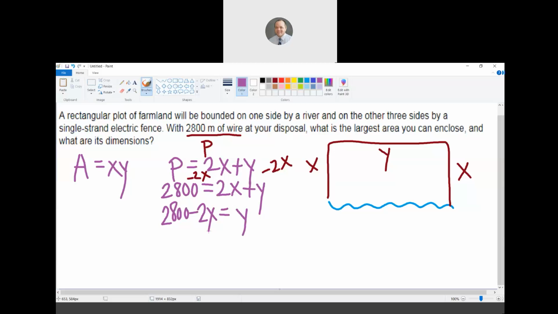Now we're ready to substitute for the Y in our area formula. So replace that Y with the 2,800 minus 2X. So let's distribute the X. And that would be 2,800X minus 2X squared.